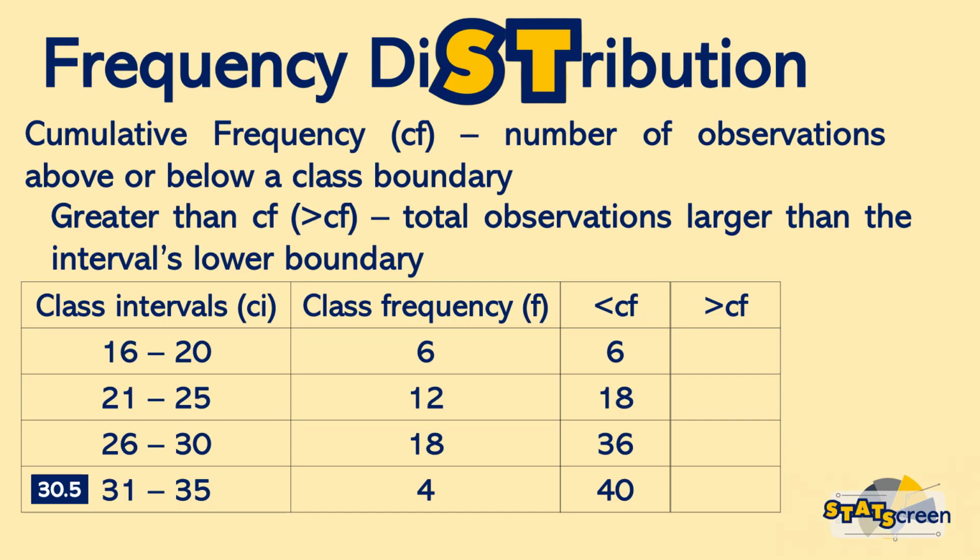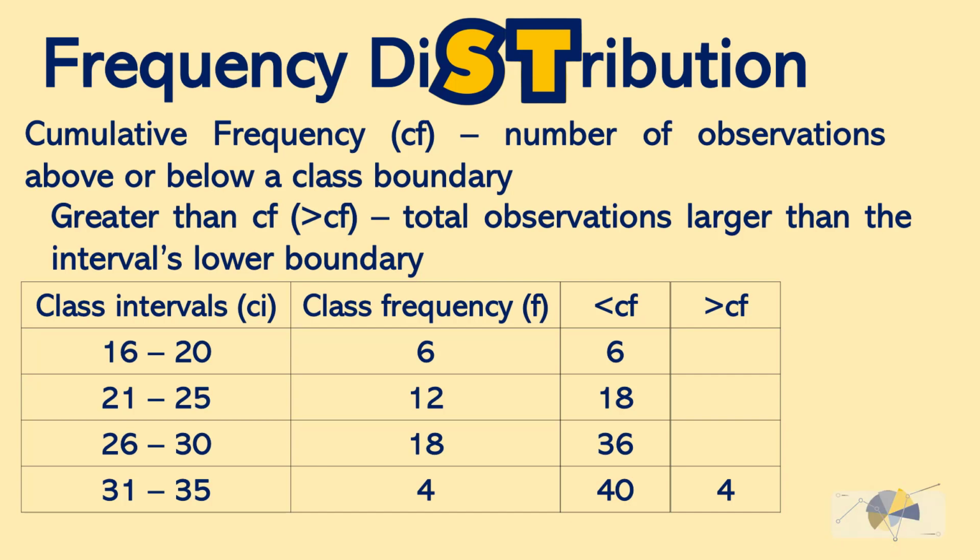Now, for this last interval, there are 4 observations with values ranging from 31 to 35, and all of these 4 are greater than 30.5. So we start with that. We simply add it there, and that's your first greater than cumulative frequency. We started here so that we could work it backwards.